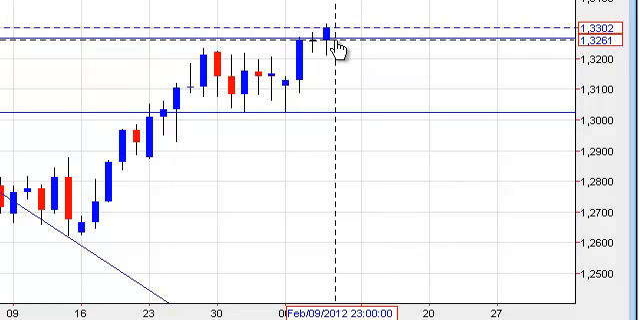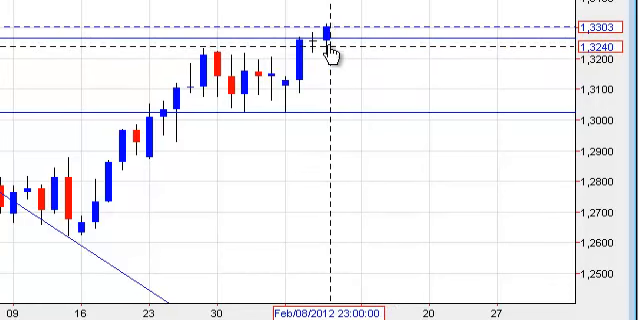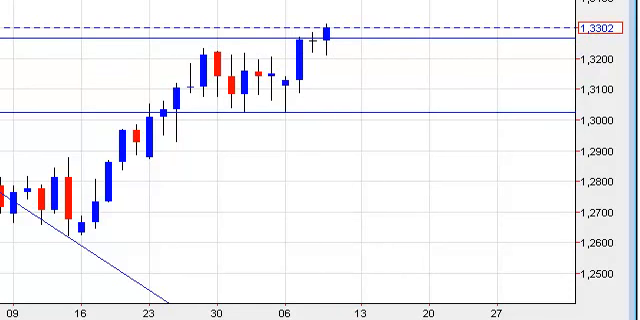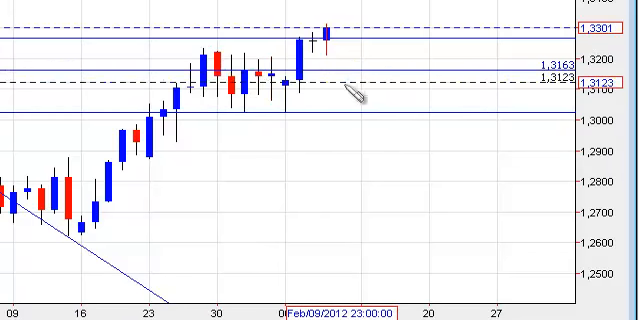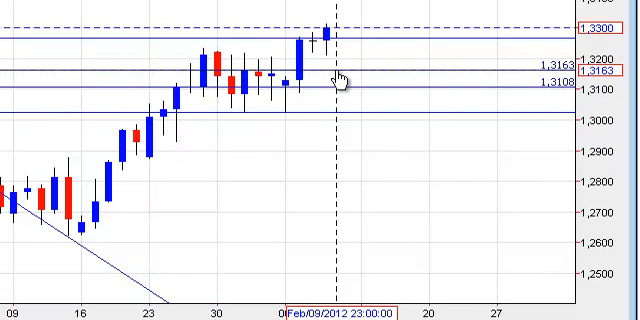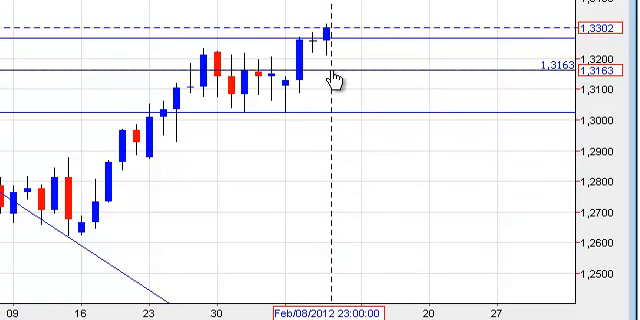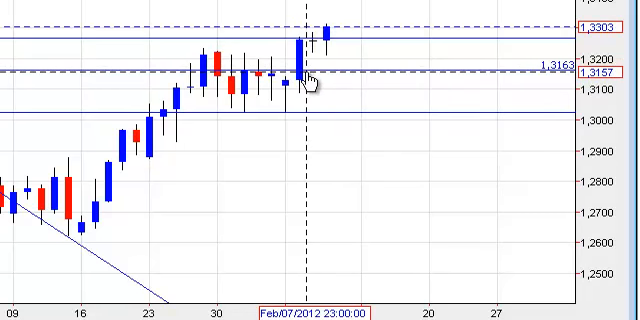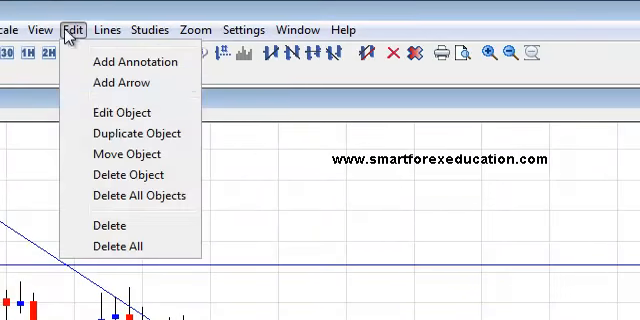If we can get a sharp movement back down by about 20-30 pips, I'll be looking at a potential short to test, let me just pull up a horizontal line, okay, I'll be looking at a test at just slightly above the open of Tuesday's session. I hope that's clear to everyone.